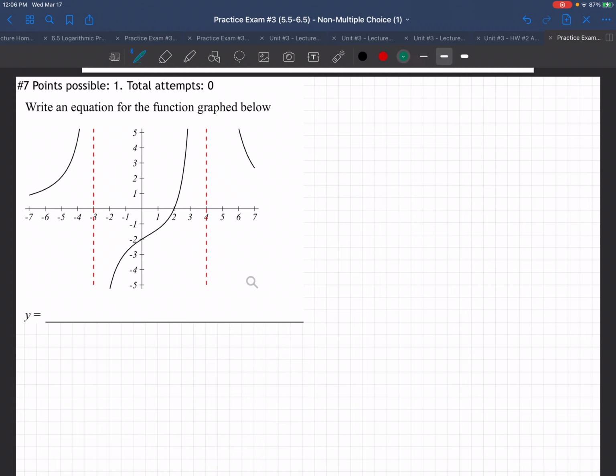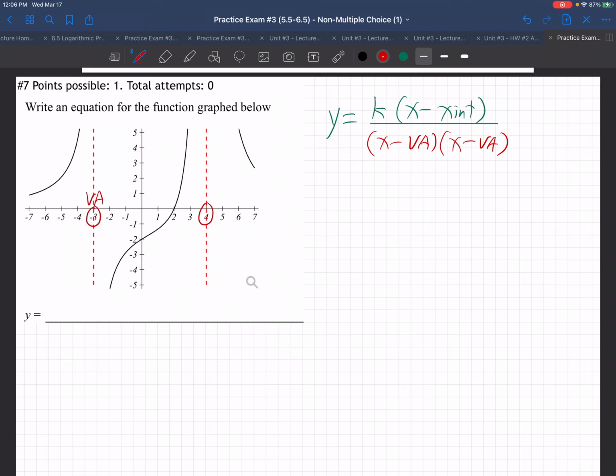So in general, it's going to be y equals some kind of number, call it k, and then on the top we're going to have x minus x-intercept. On the bottom, we're going to have x minus VA, vertical asymptote, and x minus VA, vertical asymptote. Now I'm doing 2 vertical asymptotes because we have 2. One of them's right here. There's a vertical asymptote at -3. The other one's right here at 4.